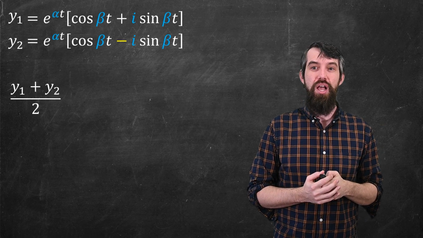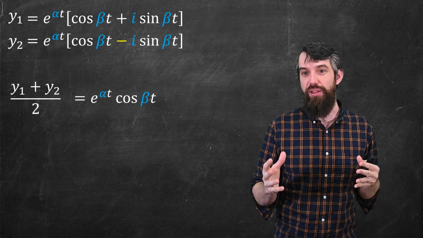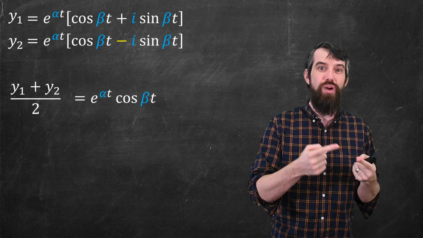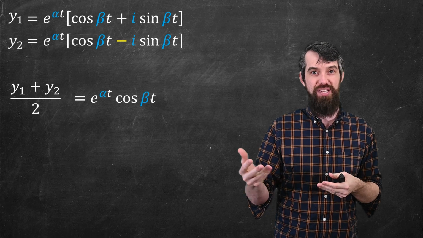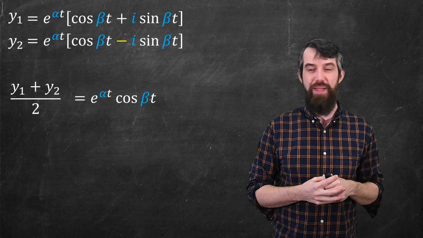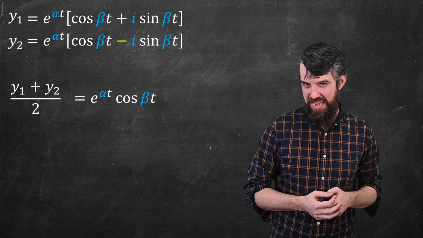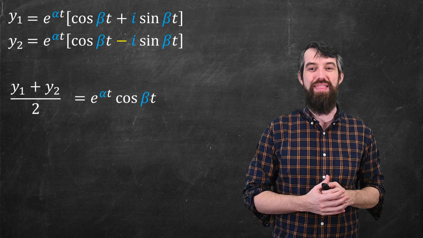Well, let's see what it does. The plus and the minus signs cancel. And all I'm left with is 2 e to the alpha t cosine of beta t divided by 2. The 2's cancel. Okay, that's great because that is entirely real. Let's do another trick, kind of in the same way. This is a little bit of a tricky method.